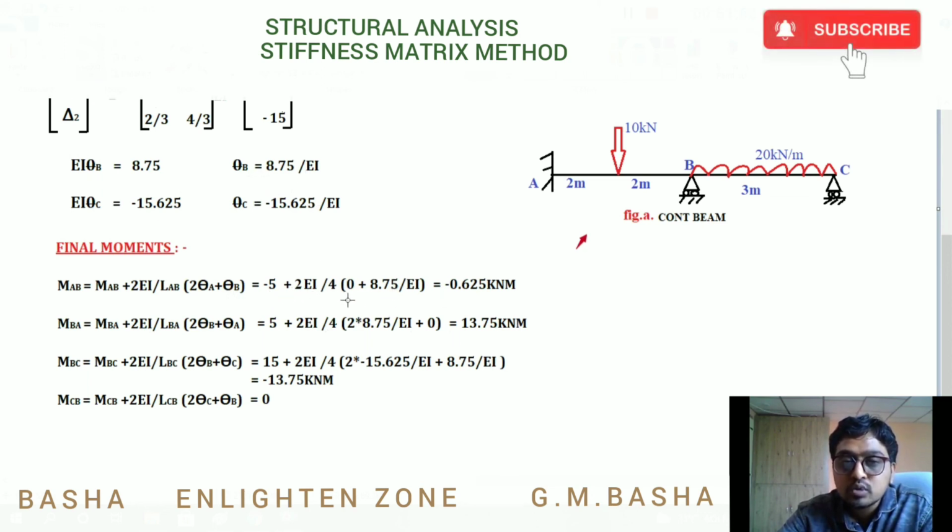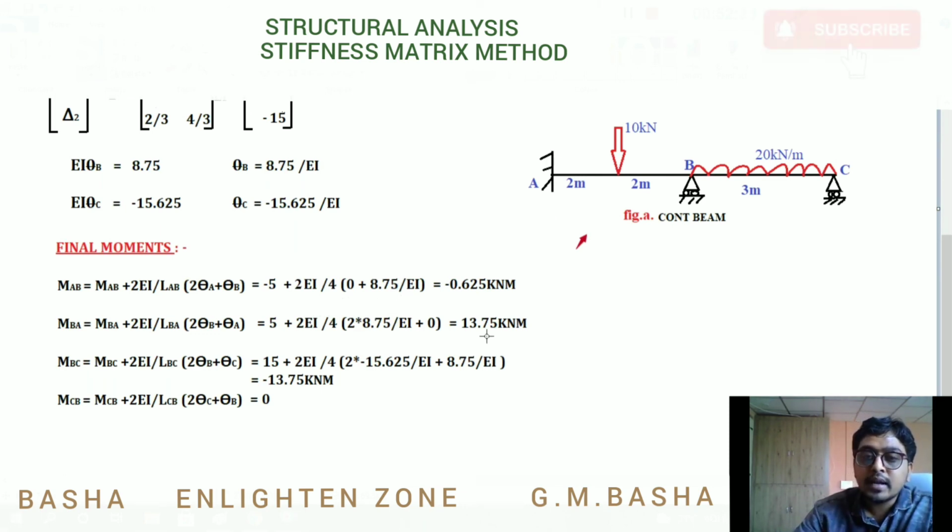If I simplify this directly in the calculator, the EI term and EI term will be cancelled. 1 by 2, 8.75 divided by 2, minus 5 plus 8.75 divided by 2. Directly take down in your calculators, you will get this value, which is minus 0.625 kilonewton meter. Again, move to the next equation.